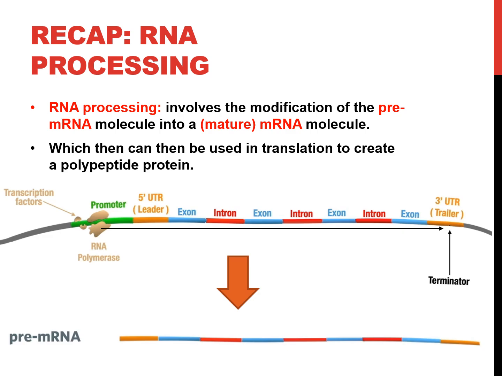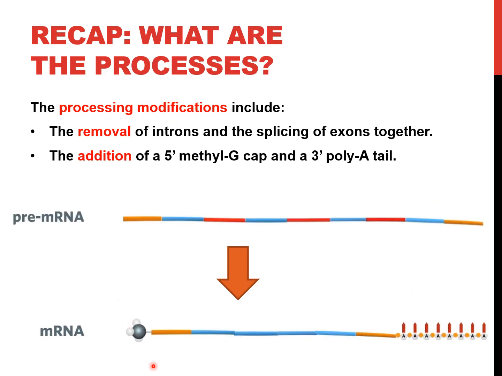Cool. We looked at RNA processing. That's where we have essentially our RNA strand that's been coded from our DNA. And the introns are going to be removed because the exons are expressed. And of course, we have the last part here, which is the 5' methyl G cap added to the 5' end and the 3' poly A tail added to the 3' end of the messenger RNA.